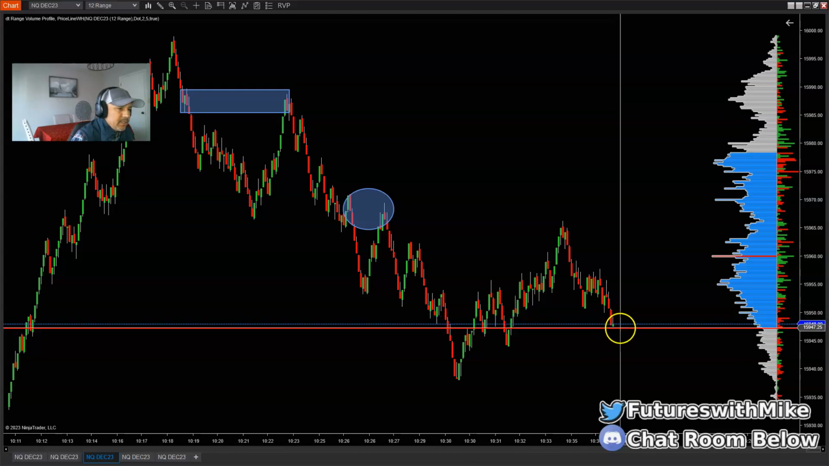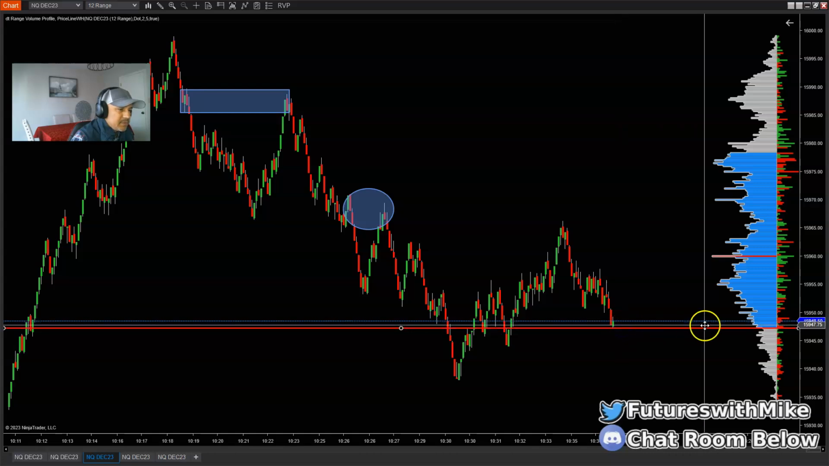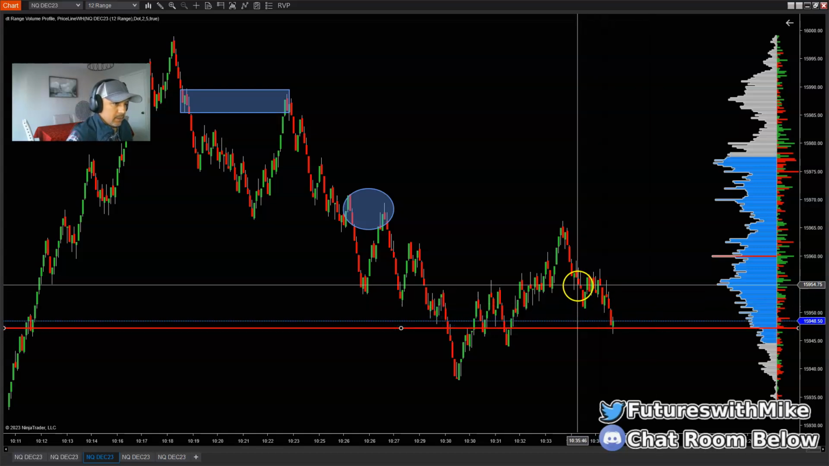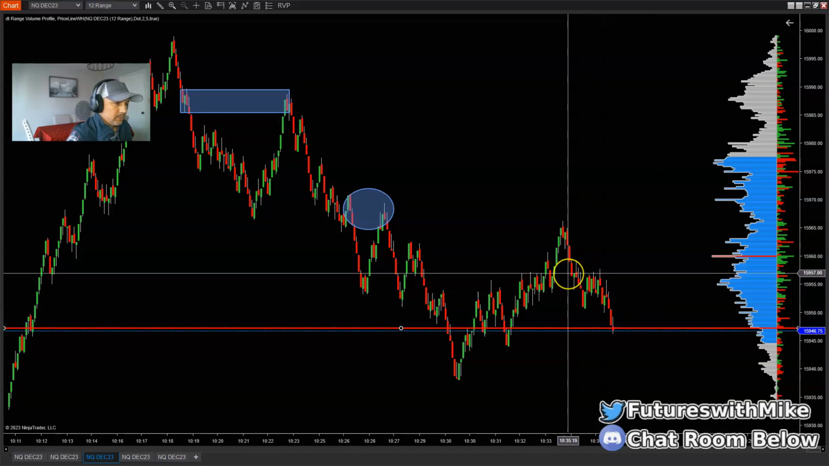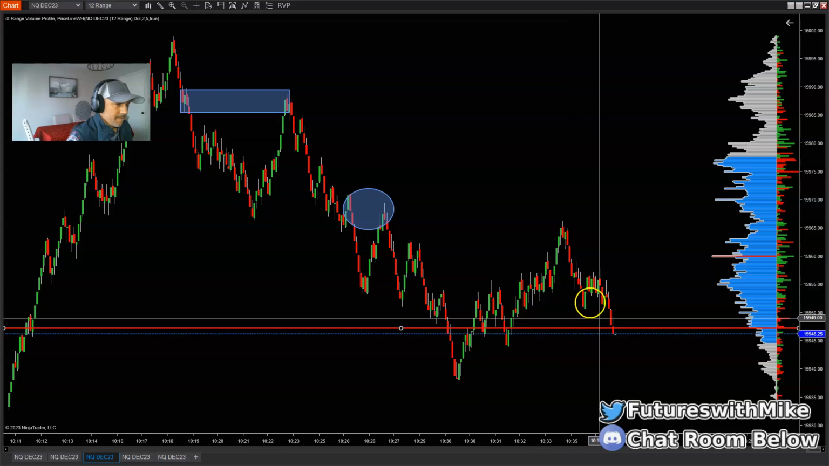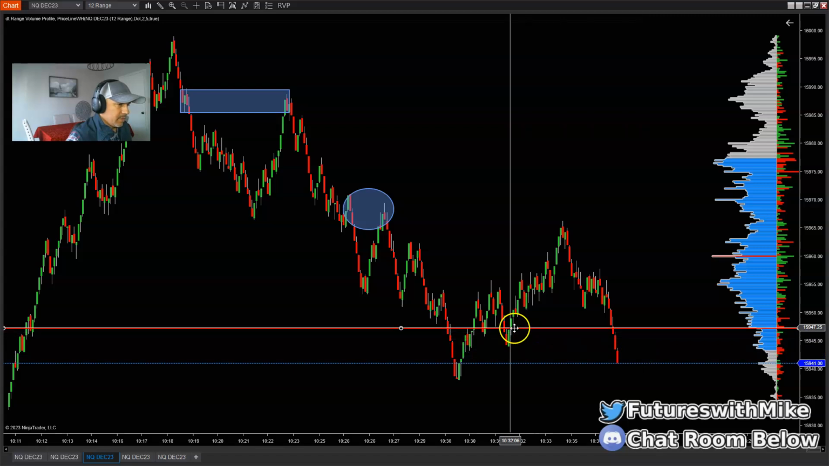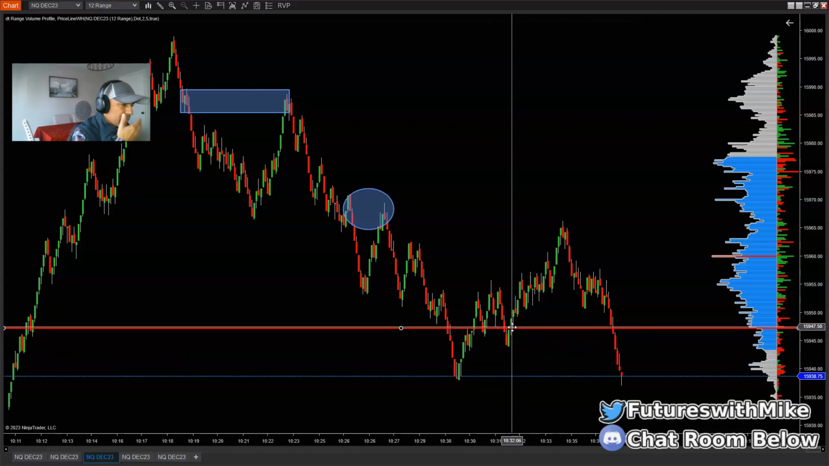See, okay, we're tapping like a tick away from hitting that. Okay, we just tapped onto it. All right, see what happens here. Okay. Yep, it's pushing through it. Broke it. Broke that demand area there on the lower time frame.